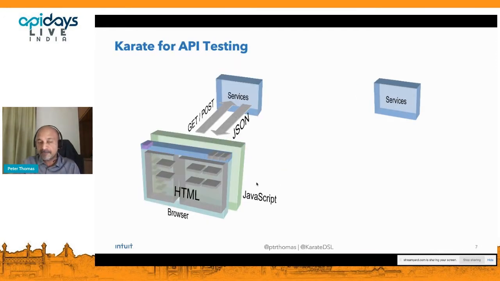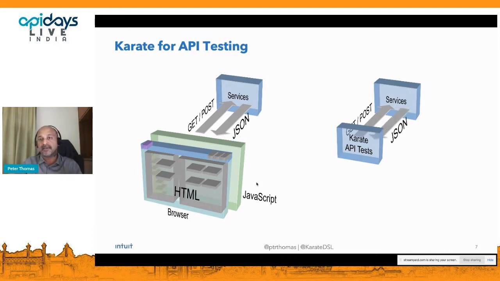So where does Karate fit? In this world where everything is a service, which you see on the left, Karate fits here, where you can bypass your front end. And that is a big deal, and I'll talk a little bit about it. Karate will make calls to a service, pretend to be your client, and get the JSON back, and then do the business of validating it, which I'll show you a demo of.